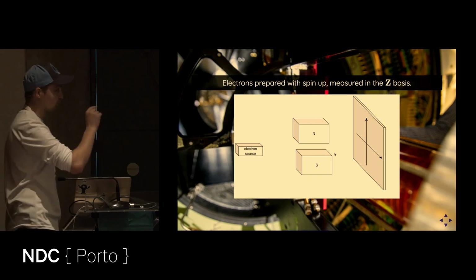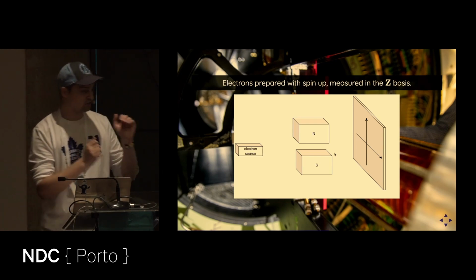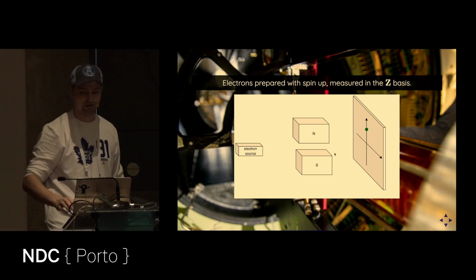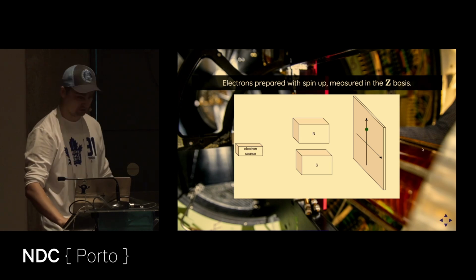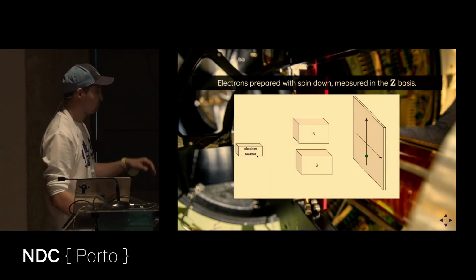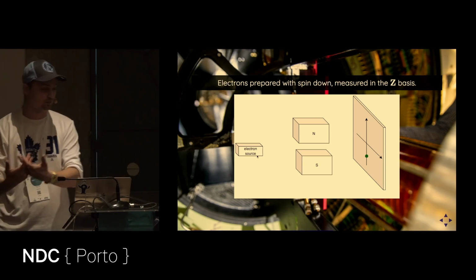And because the spin was prepared up, the magnets are actually measuring in a compatible basis, because the only thing the magnet can do is deflect up or down. So it actually deflects all the electrons up, and this is what we see on the screen. Now, if we prepare spin down, it's the same, right? We prepare a spin that is compatible with the measurement.